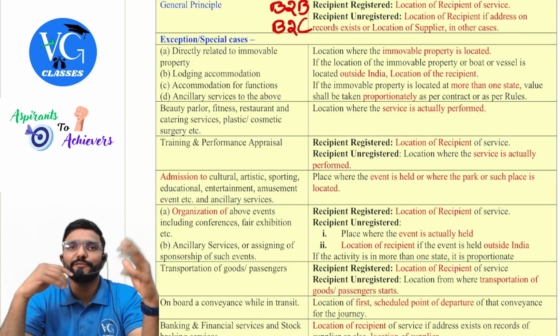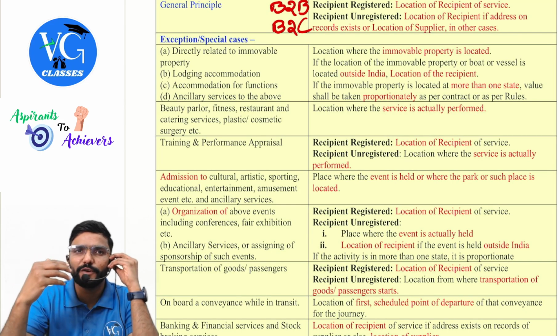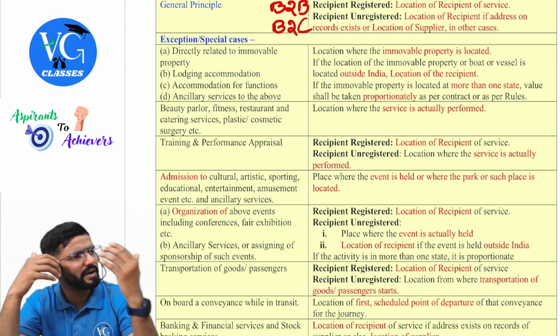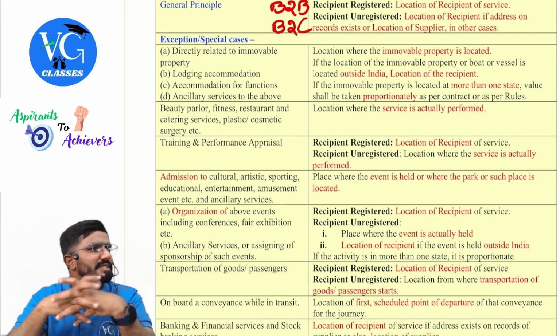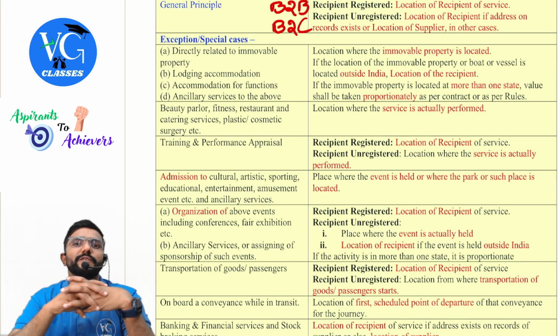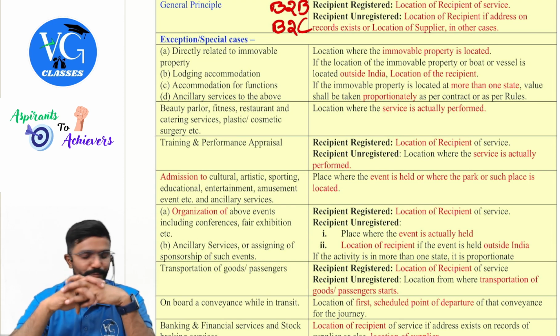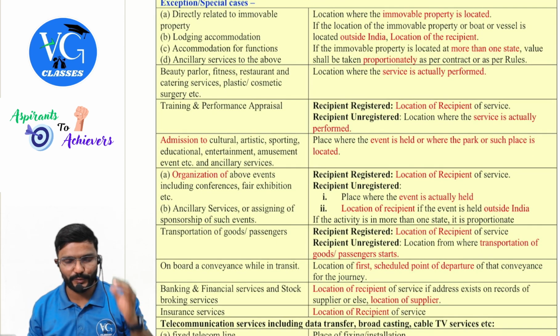Clear? So if by chance they ask a theory question, if you have booked the accommodation or taken the service with respect to multiple states, then it has to be proportionate with respect to each state as per the contract or rules.